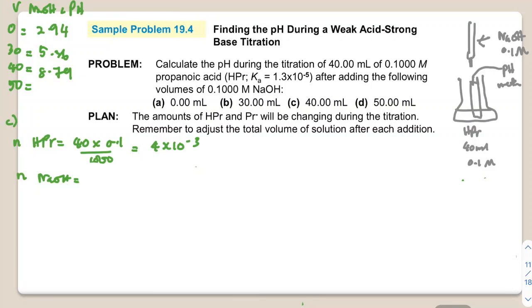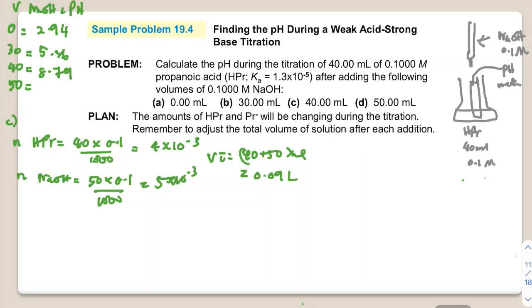As for D, it is when 50 ml of the sodium hydroxide is added. The amount of the HBr is 4 times 10 power of negative 3 mole. And then we calculate the number of moles of sodium hydroxide that is added: 50 times 0.1 over 1000, which is equal to 5 times 10 negative 3. So V total is equal to 40 plus 50 ml, so it is equal to 0.09 liter.